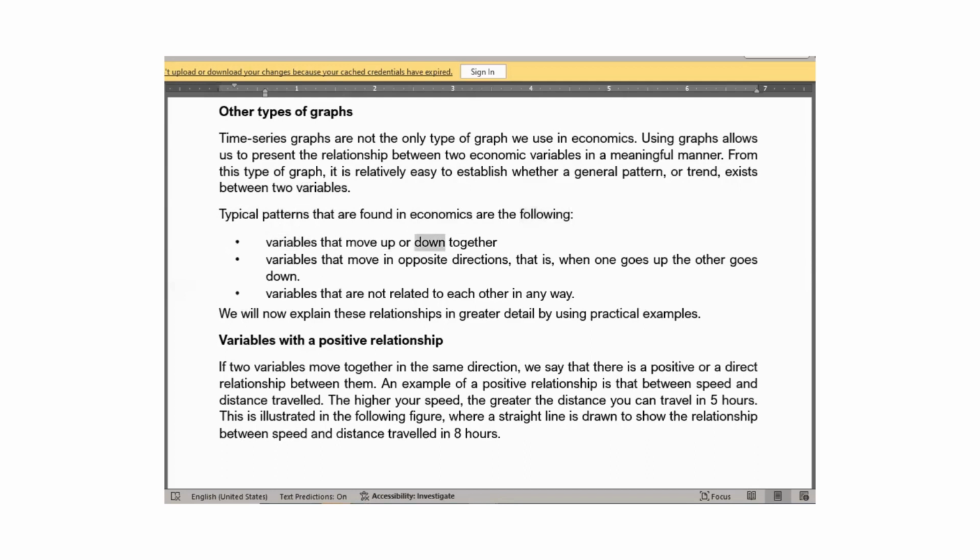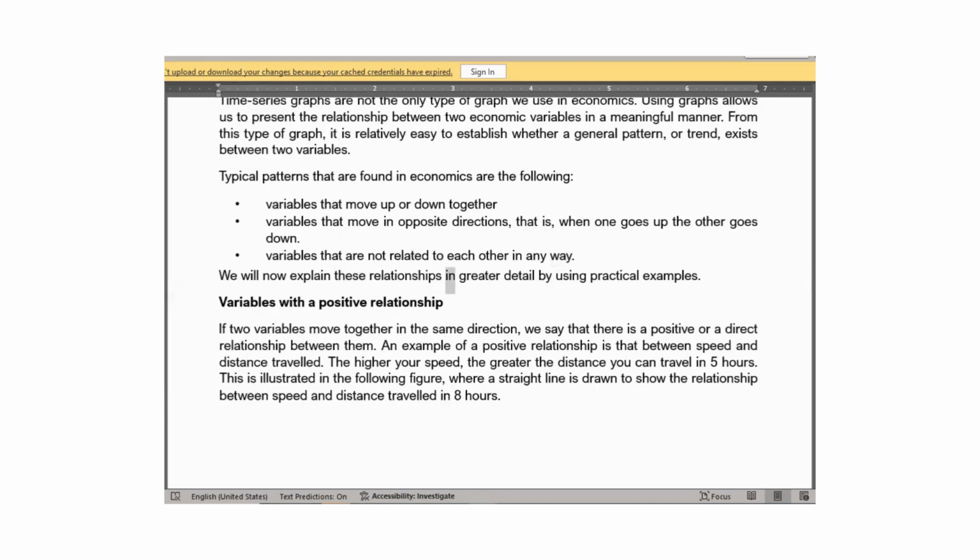Variables that move up or down together. Variables that move in opposite directions, that is, when one goes up the other goes down. Variables that are not related to each other in any way. We will now explain these relationships in greater detail by using practical examples.